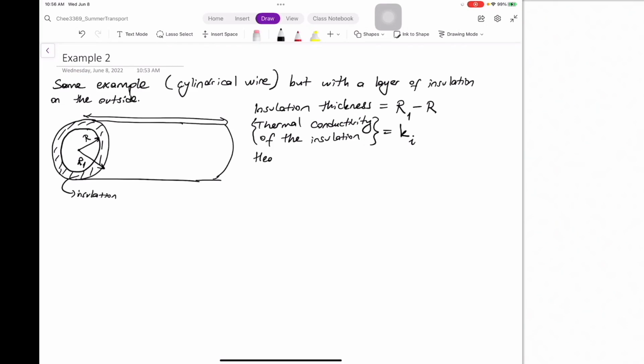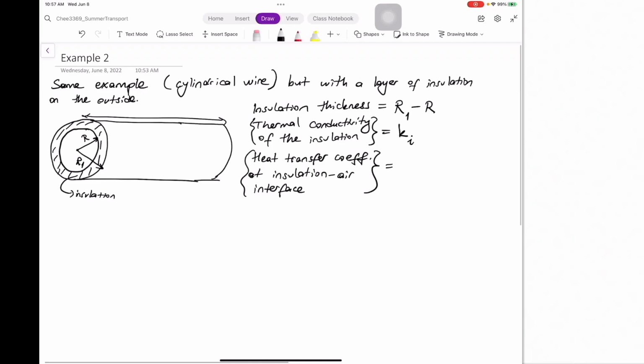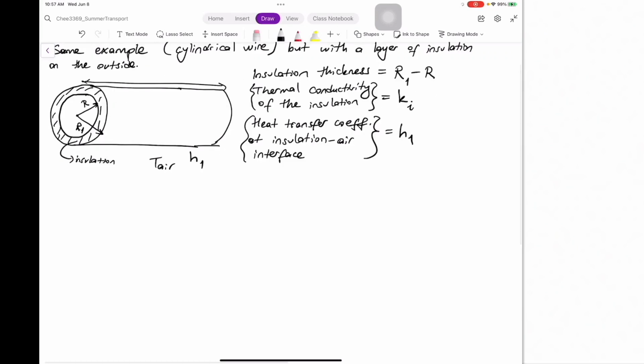And the heat transfer coefficient at the insulation-air interface is given as H1. So there is this air, T air, and there's this H1. So the question is now, what is the maximum temperature in the wire?